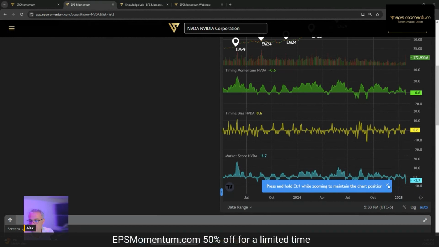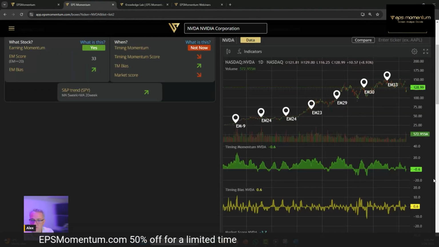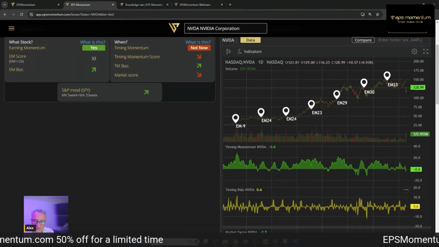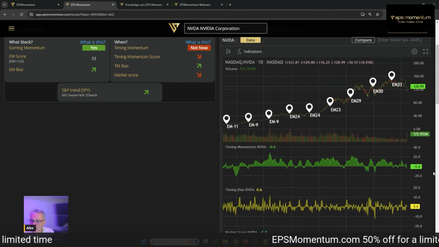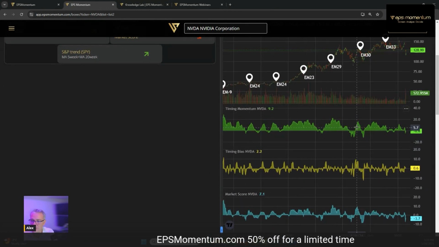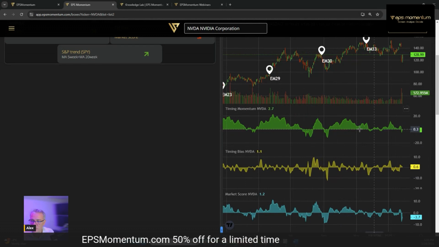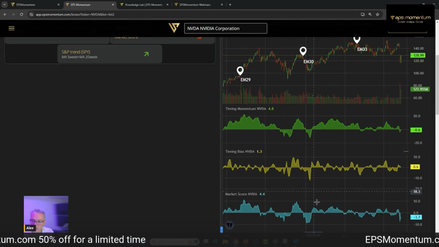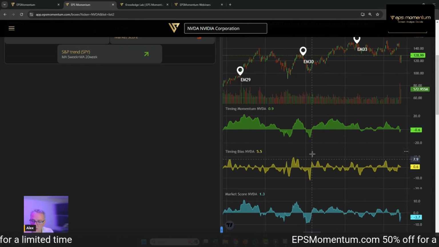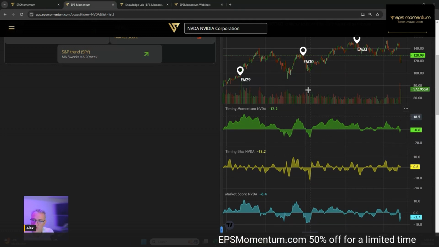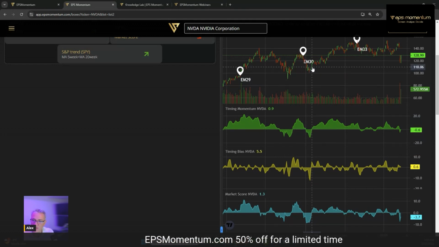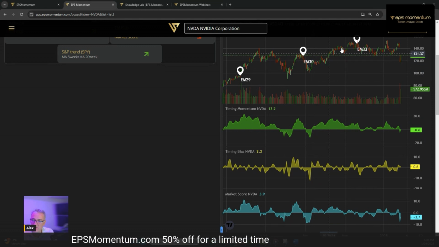The second part is the timing momentum that we see here. Timing momentum, timing bias, market score, those are three variables here that have to be above 0. For example, we can take the green, blue, and yellow here. If all above 0, then that would be a good day to get in. And we can see that after that, it kind of rallies.